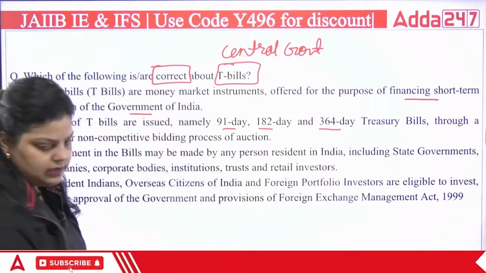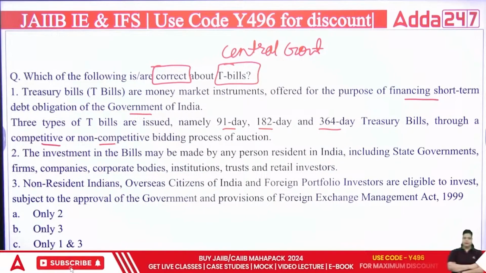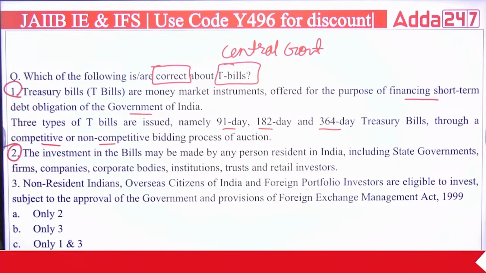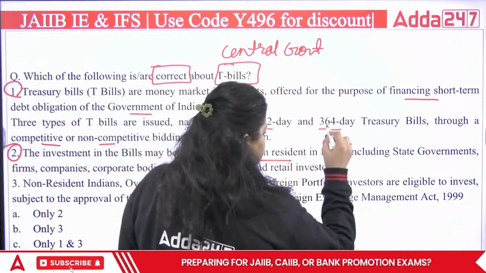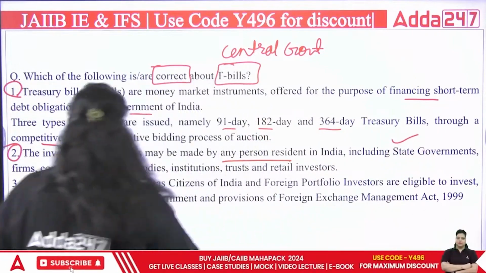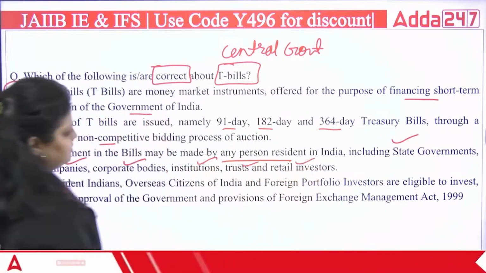Days, 364 days treasury bill through a competitive or non-competitive bidding process of auction. Okay, this was the first statement. Second statement is talking about the investment in the bills may be made by any person resident in India, including the state governments, firms, companies, corporate bodies, institution, trust, retail investor.